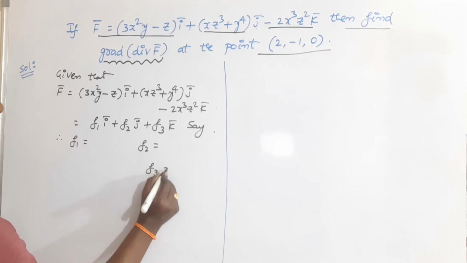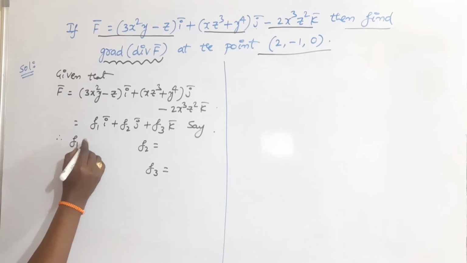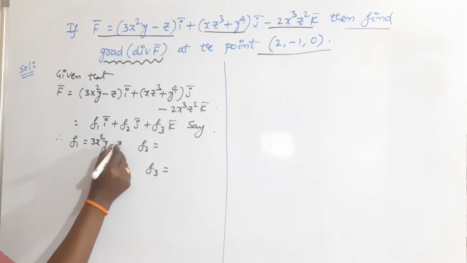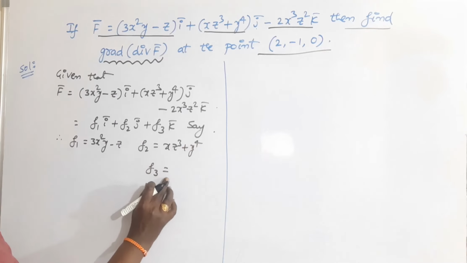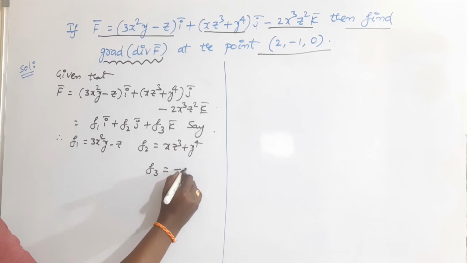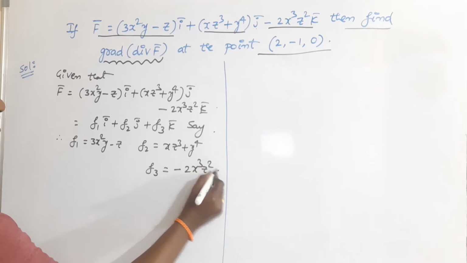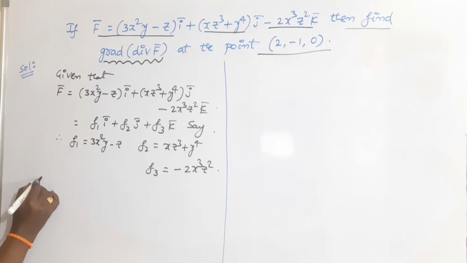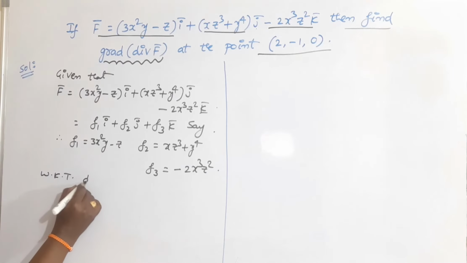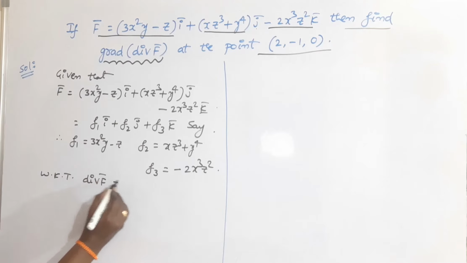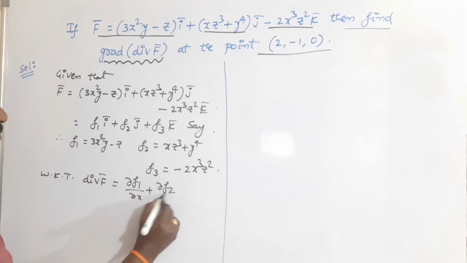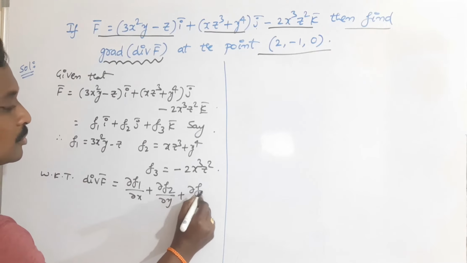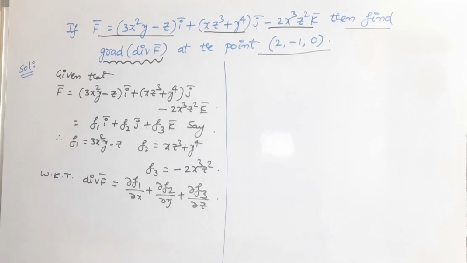What is f1? Coefficient of i bar, the first component: 3x square y minus z. What is f2? xz cube plus y power 4. And what is f3? Coefficient of k bar. In this way you have to write the components of the given vector point function f bar first, because we know the divergence of f bar, which is dou f1 by dou x plus dou f2 by dou y plus dou f3 by dou z. By using this formula, we can easily find out the value of the divergence of f bar.